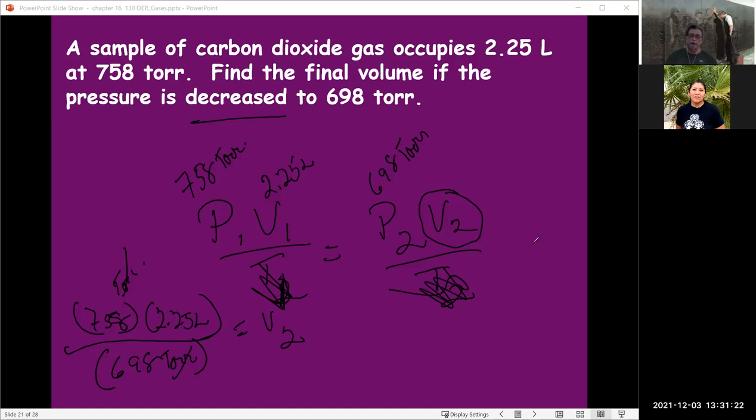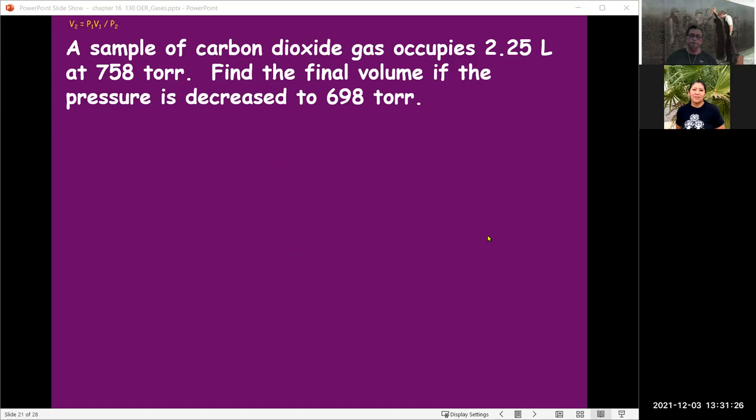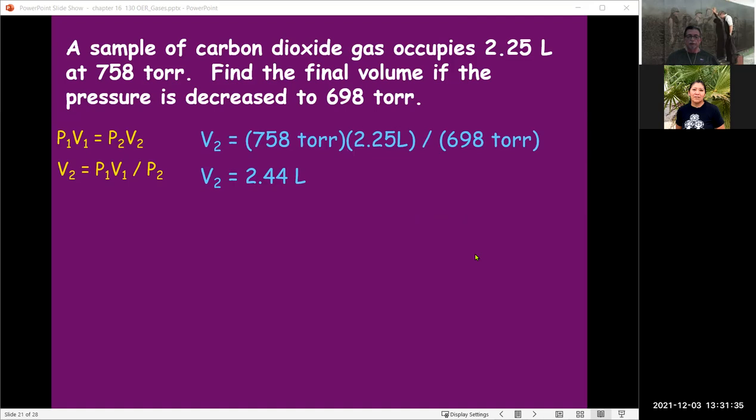Okay, here, let me clear this up a little bit. Then there's the equation, because there's no mention of temperature here. All right, plug in the numbers, and now your volume is 2.44 liters.